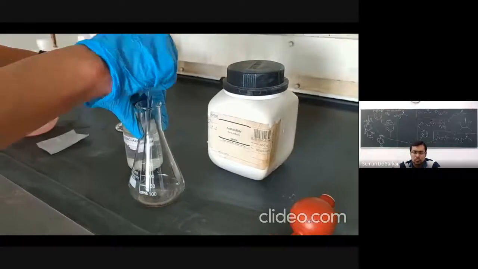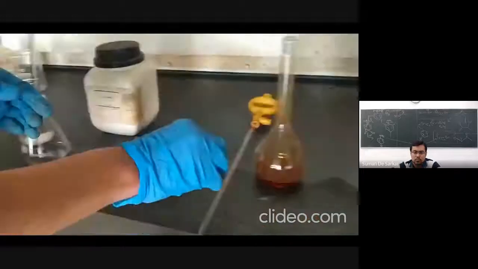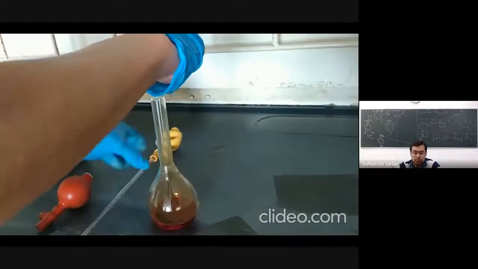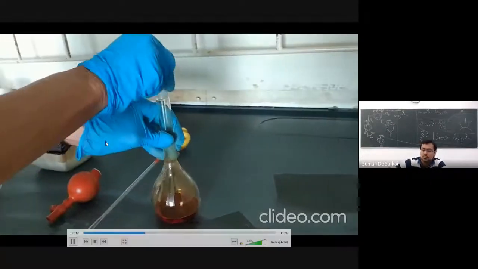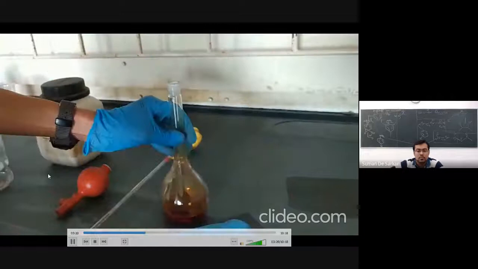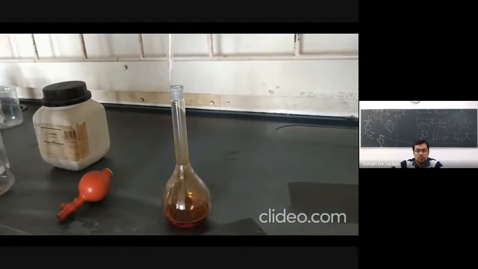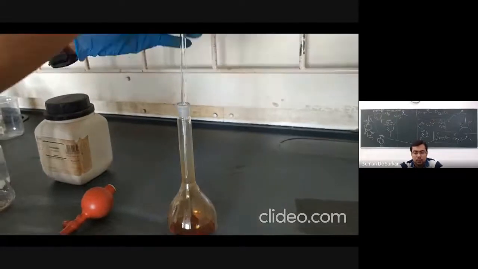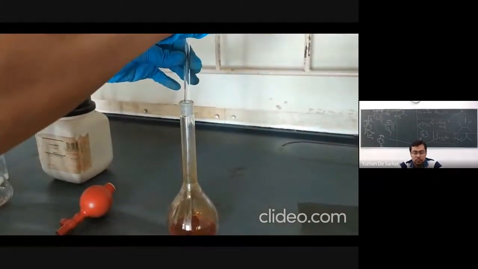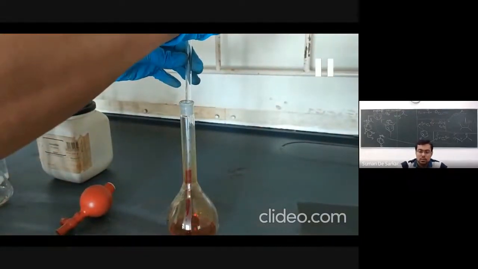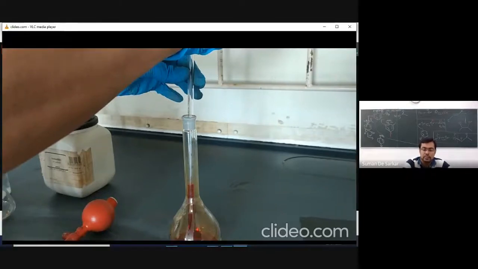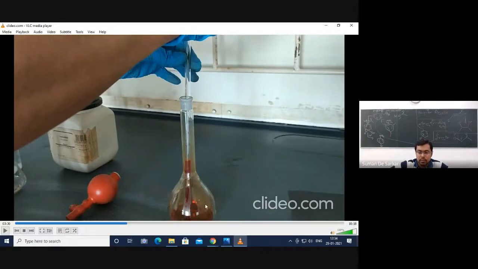And now we will add 5 ml bromine in acetic acid solution to this acetanilide solution in acetic acid. This solution was already made. This is already bromine in acetic acid. Just let me share with you.